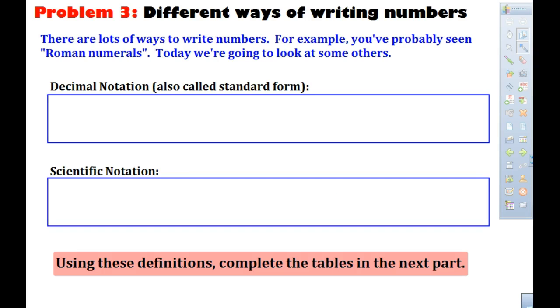If you think of Super Bowls, that's where a lot of times Roman numerals are written, and when they talk about what year of the Super Bowl it is.